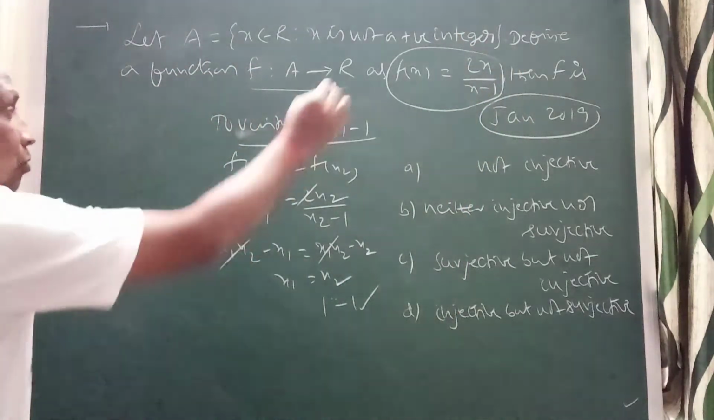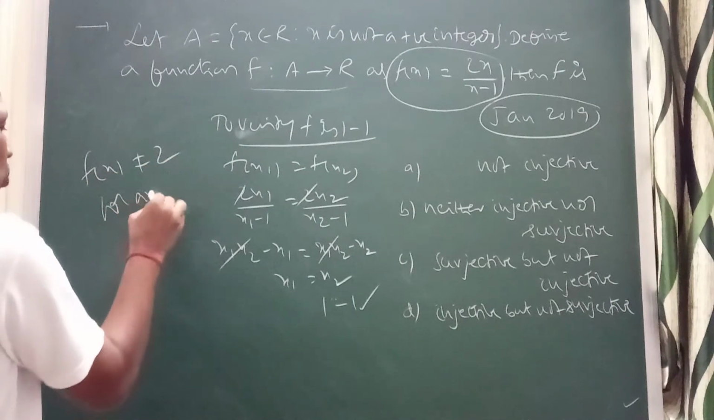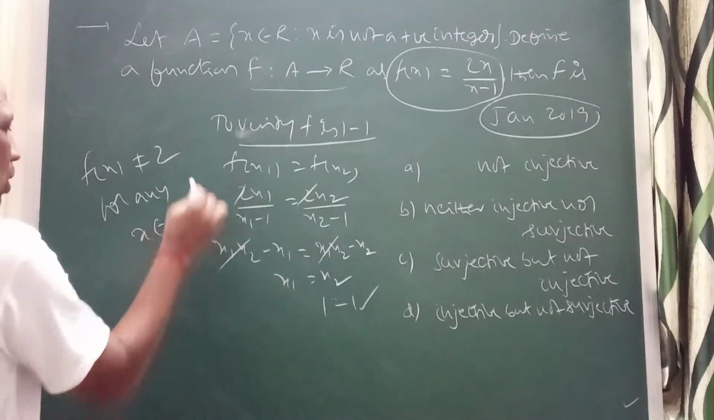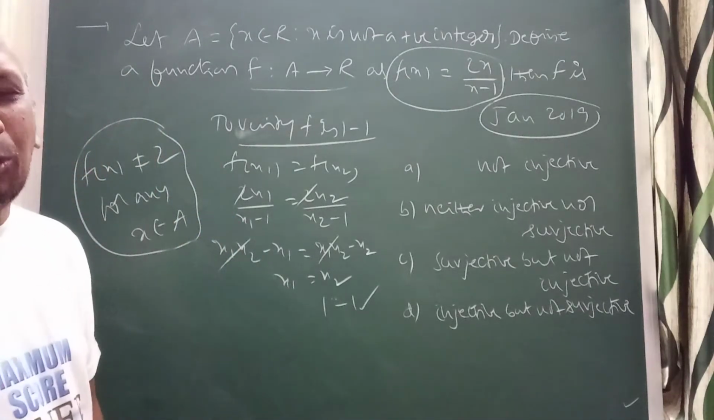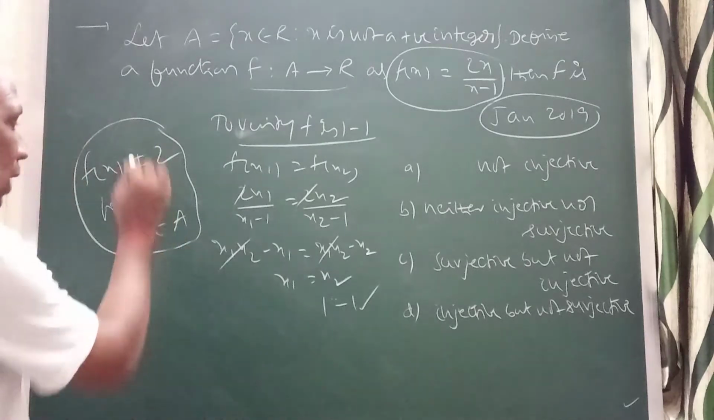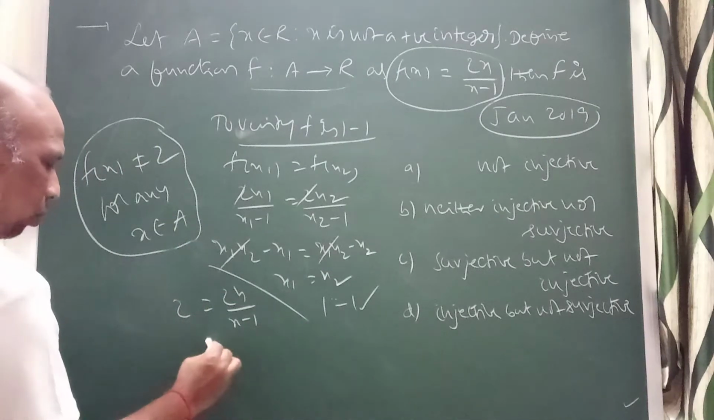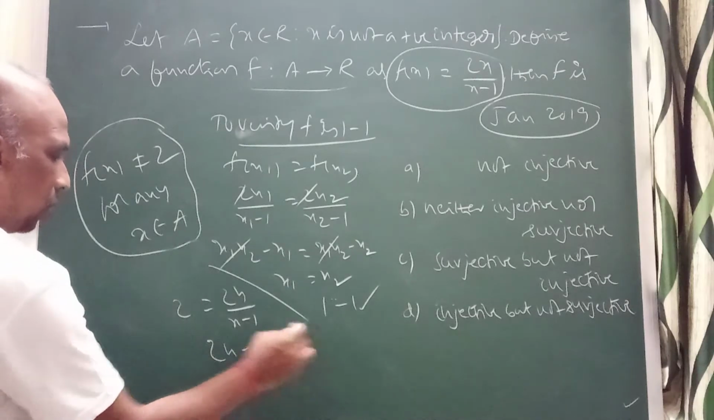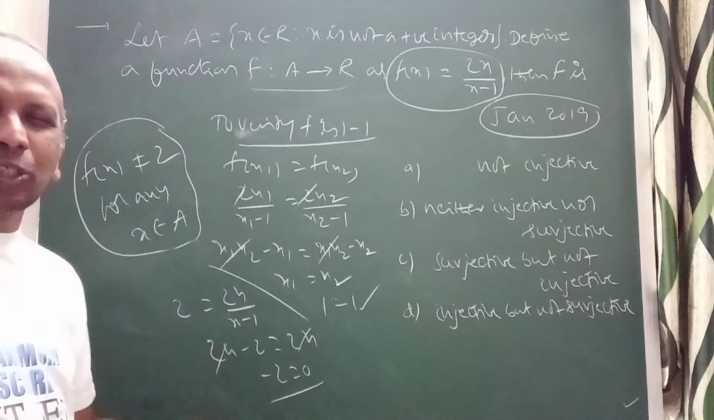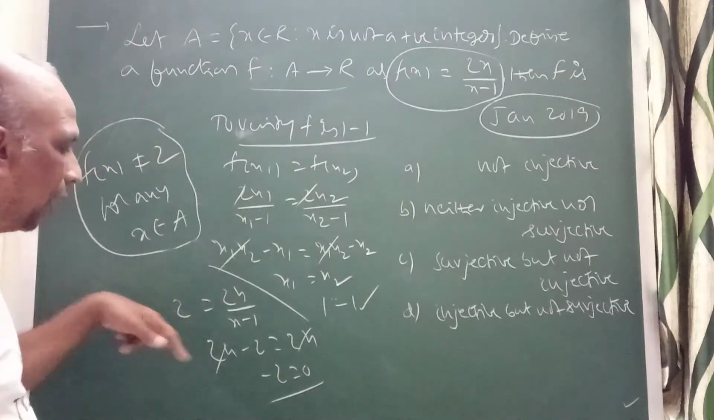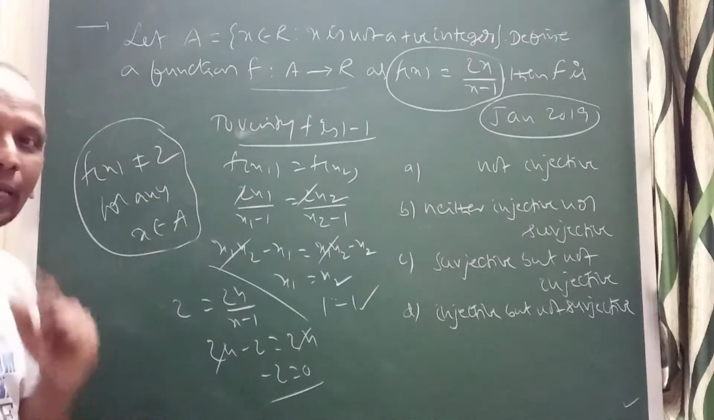Why? Because definitely f of x is not equal to 2 for any x belongs to A. This you can observe here. Also, for example, you take let it be 2 equal to 2x by x minus 1. So you will get 2x minus 2 equal to 2x. It will come minus 2 equal to 0. It is a contradiction. When I have taken 2, I got a contradiction. That means f of x can never be equal to 2 for any x belongs to A.